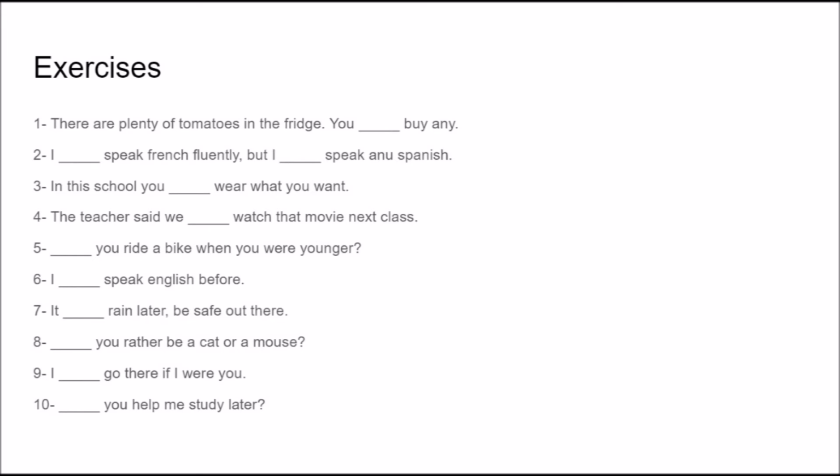Now there are some exercises for you to answer. Grab a paper and fill in the gaps with the correct answer.